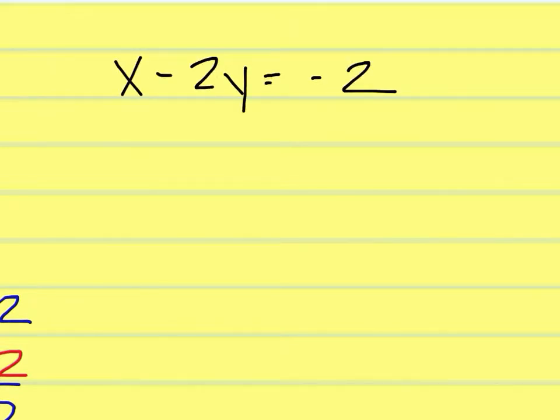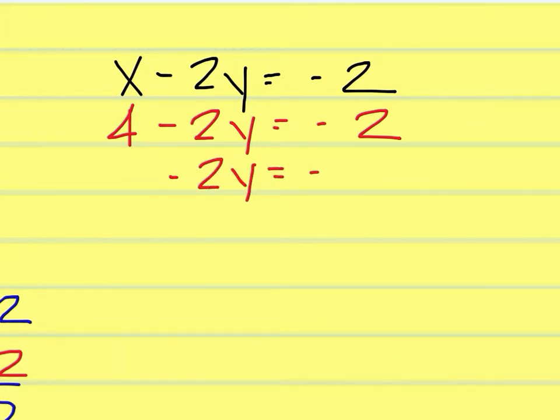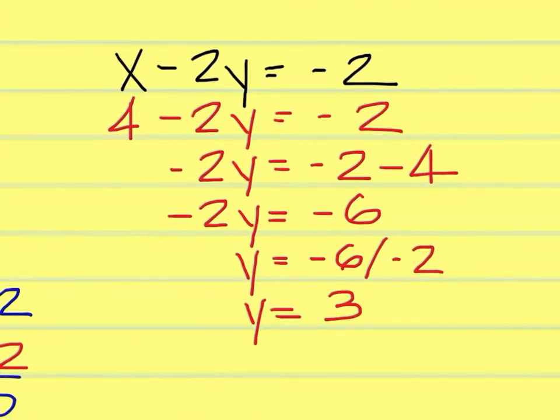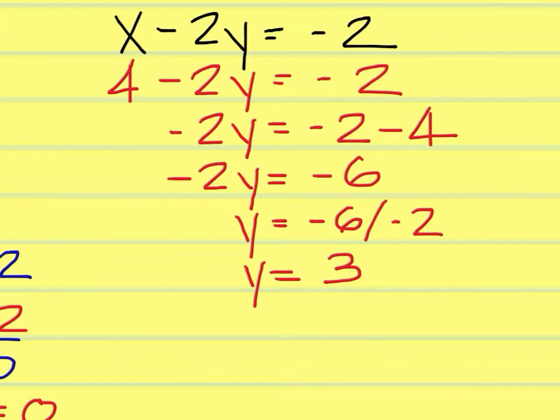If I plug in 4 for x, I'll have 4 minus 2y equals -2. -2y equals -2 minus 4. That gives me a -6 on the right. Divide that -6 by -2 to get a 3. Now I plugged in 4 for x and came back with a 3. That's one of my solutions.